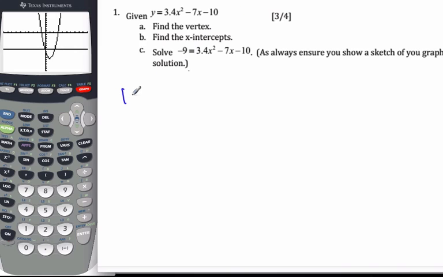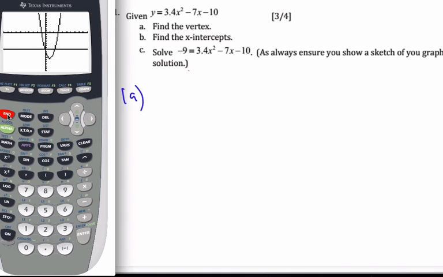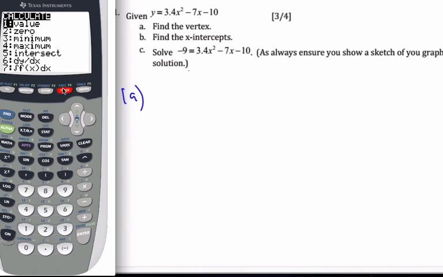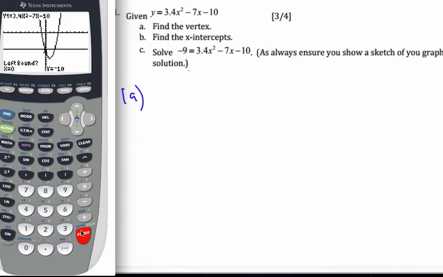To find my vertex, I'm going to go to my calculate menu, which is second trace, and I want a minimum this time. If it was a negative parabola, I would find a maximum. So I find the minimum. Before I touch anything, it says left bound, and I can see that the vertex is about positive 1. So I want to put a number to the left of positive 1, so I can hit 0. Now to the right of positive 1, I'll say 3, and I'm going to guess that it's 1.